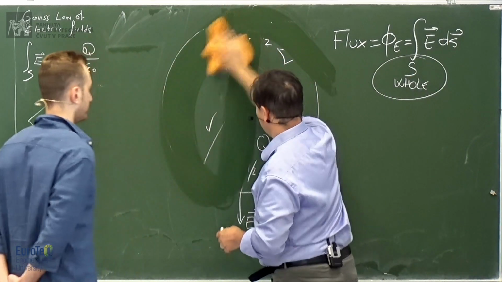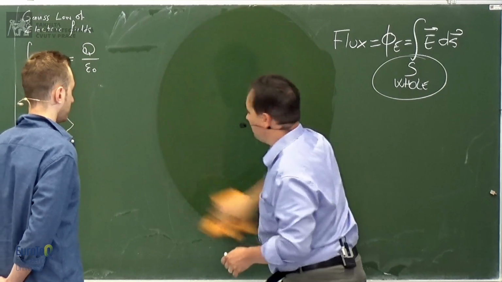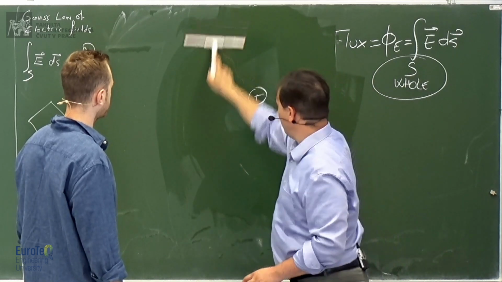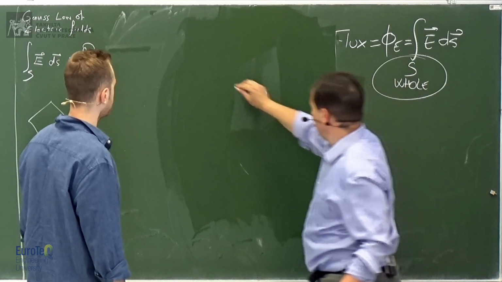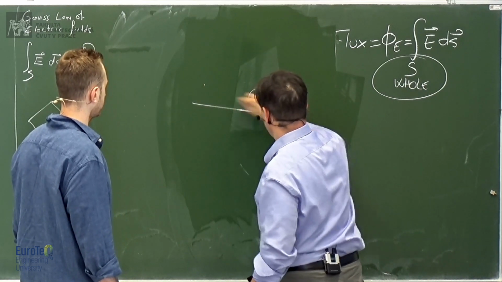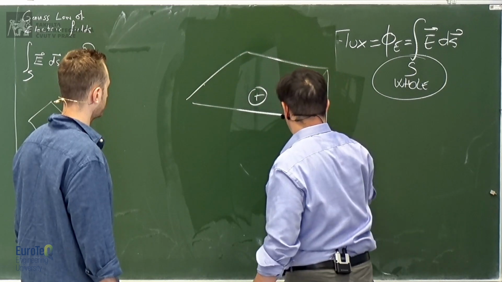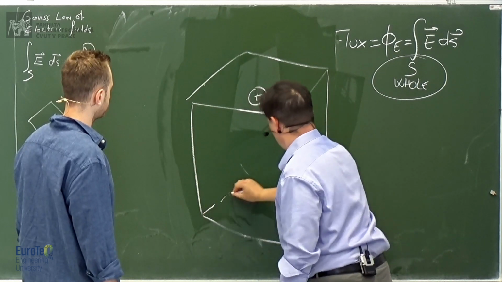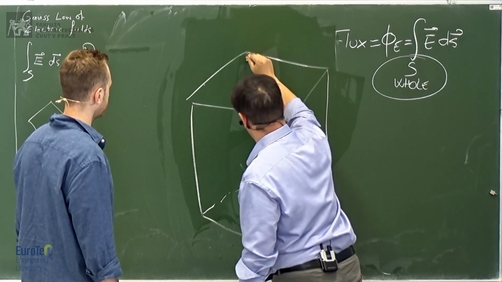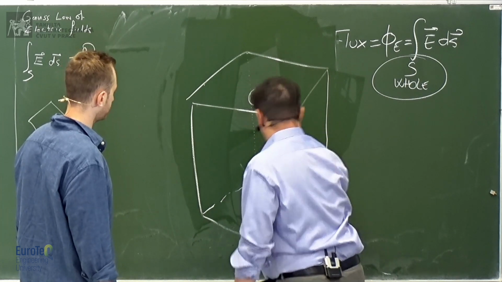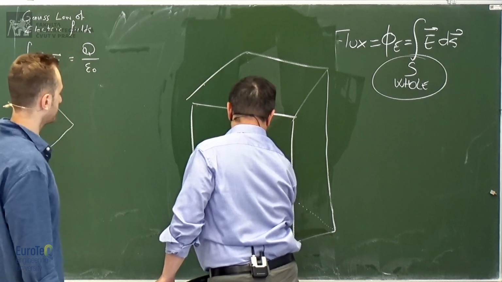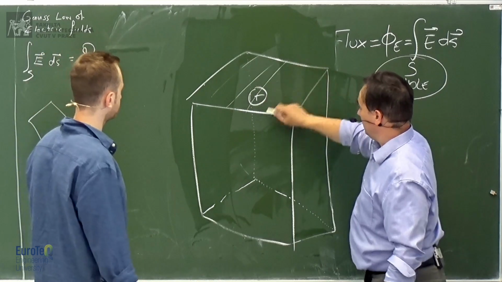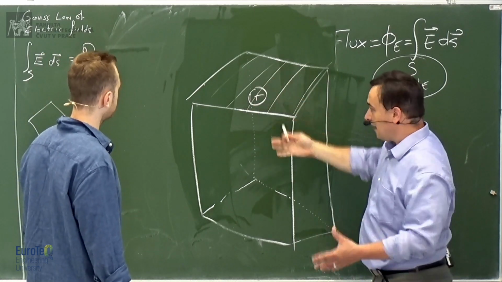And if the surface is not uniform? No, even if it's not uniform. Let's say that you have a cube, or maybe even not a cube, but something shaped with straight lines. So maybe the charge is closer to the top. Let's say it is still inside this structure.